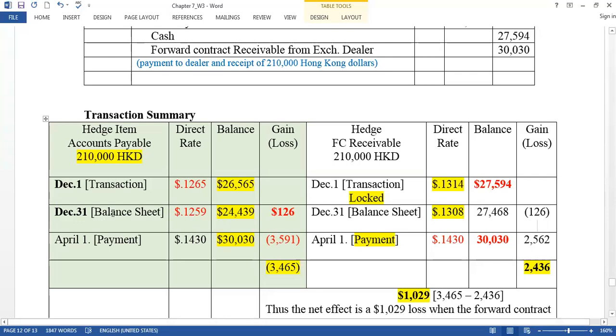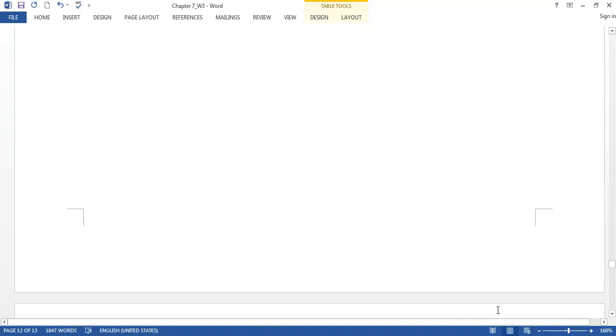Now, balance sheet date came. I repeat again, balance sheet date came. We are going to recognize gain or loss. Our first journal is comparing these two, and the second is comparing with the exchange dealer. So look at the journal entry.